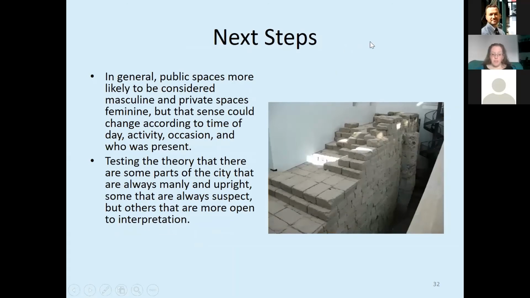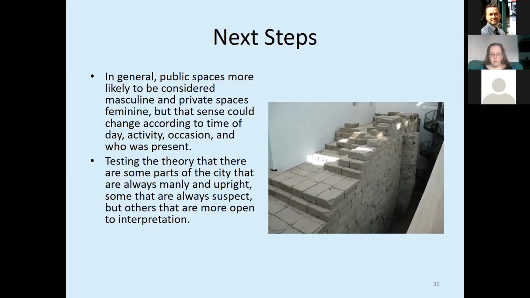The picture on this slide is of the foundations of the Temple of Jupiter Optimus Maximus, which are underneath the Capitoline museums. Many places in 1st century BCE Rome had general gendered meanings and associations. Public spaces were more likely to be considered masculine. Private spaces were more likely to be considered feminine, but that sense could change depending on the time of day, the activity that was happening, the occasion, or even who was present.